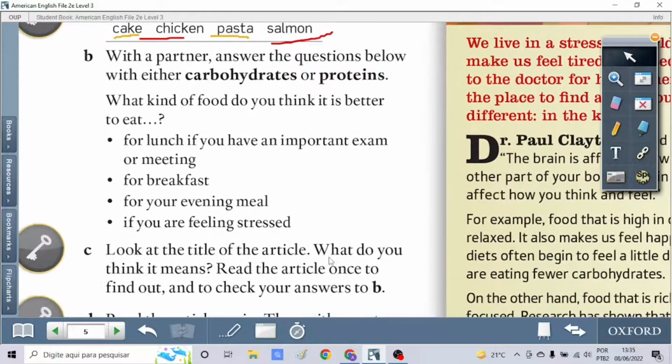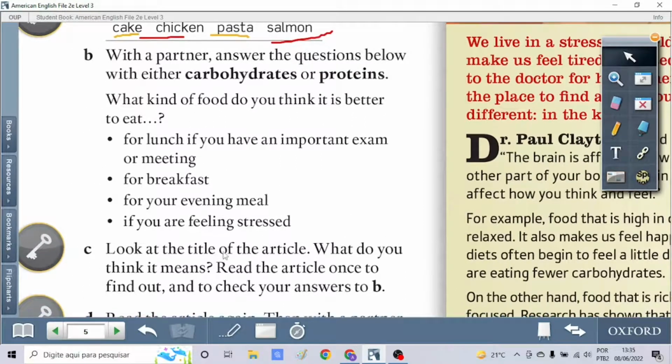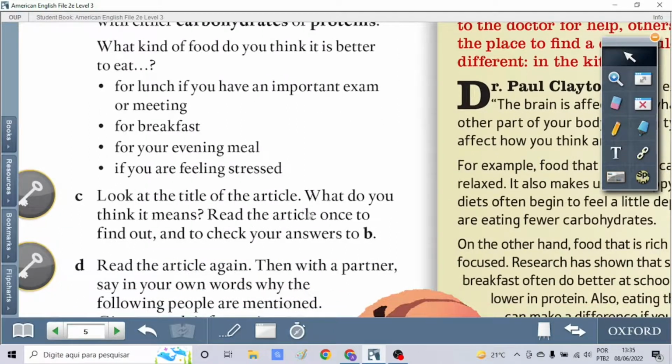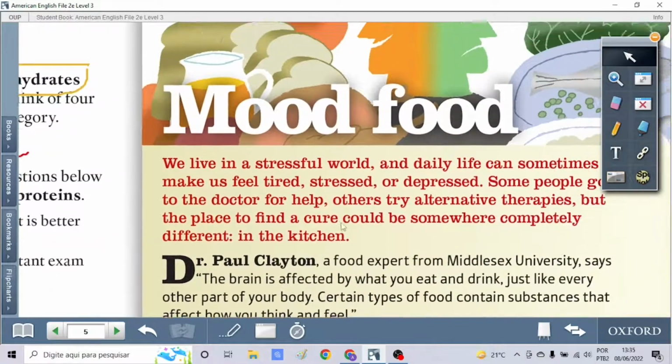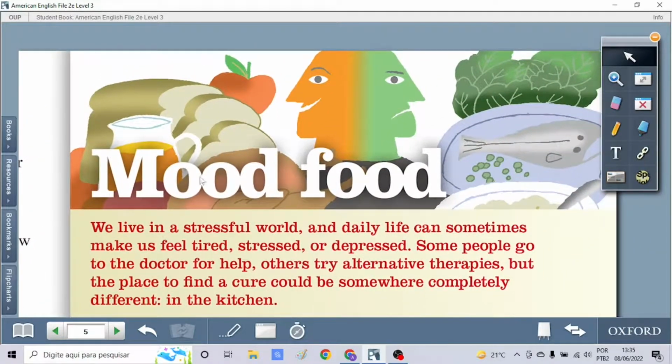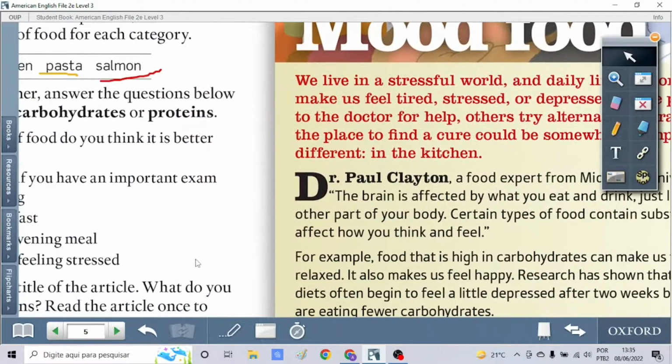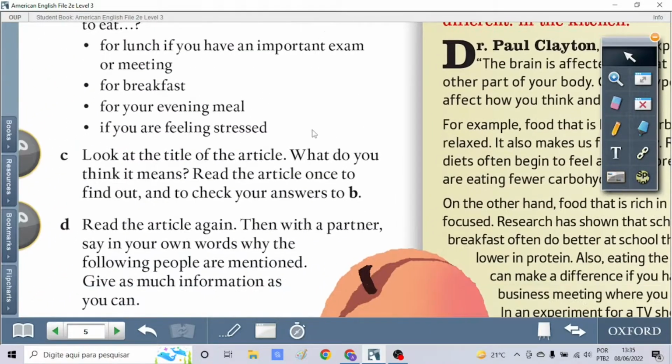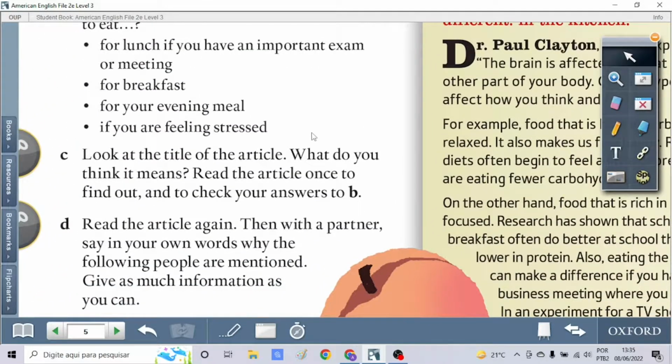Excellent. Now that you answered, look at the title of the article. What do you think it means? This is the title, Mood Food. What do you think it means? Mood is related to how you are feeling, and the food, okay? So, read the article once to find out and to check your answers to letter B.